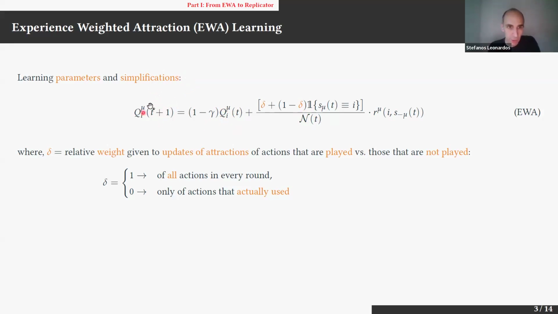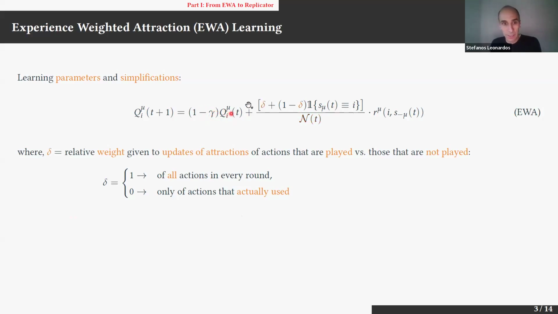The general idea here is that the attractions are updated as follows. The new attraction at the new point in time for action i for player mu is equal to some discount of the previous attraction. We have a scaling factor, gamma, which is less than 1. This captures essentially the memory of the player. If, for example, this is equal to 1, this means they forget completely what has happened in the past and only focus on the current world. If it's equal to 0, this means that they have complete memory, so no memory loss at all.